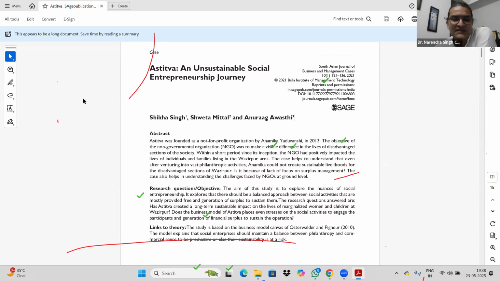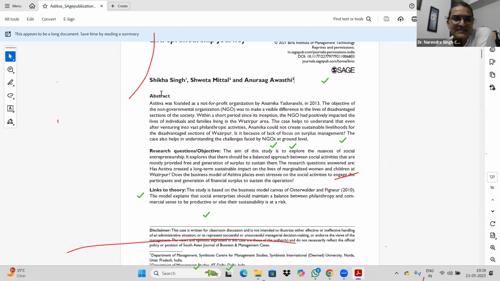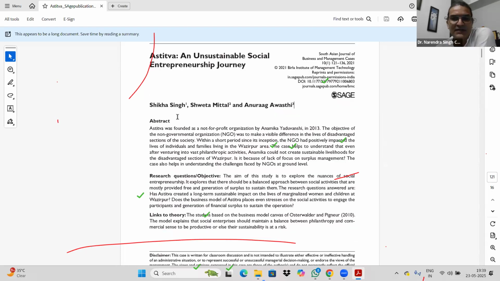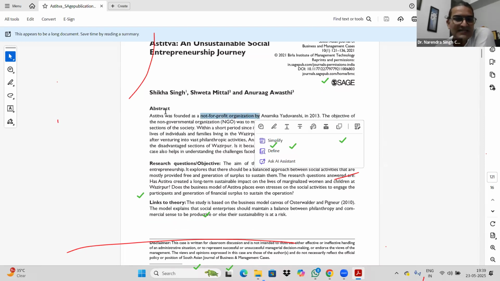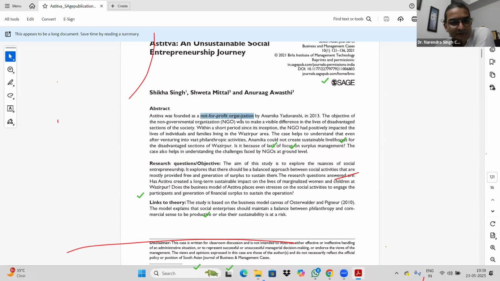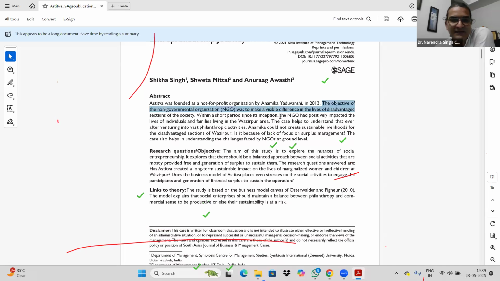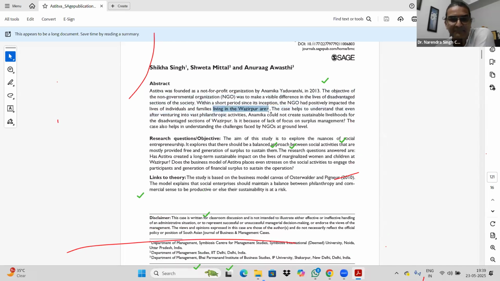Okay. So now this is the case study which is written on a particular NGO. First of all, Astitva. I will share all these papers with you so that you can go through them. This is a case study about a non-profit organization. Astitva is the name of an NGO, run by Anamika Yaduvanshi since 2013. They talked about the objective of the NGO a little bit and where it works, that is in the Wazirpur area in Delhi.